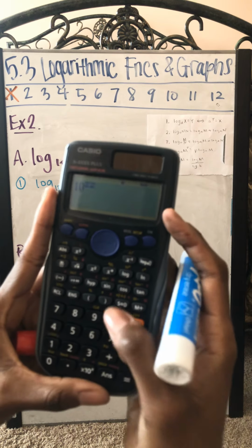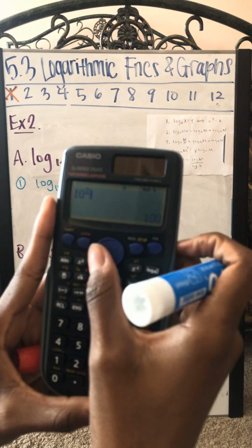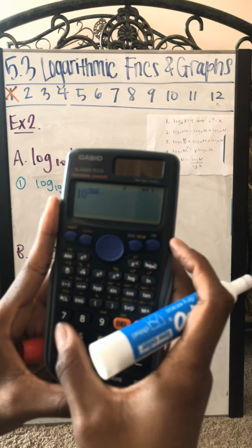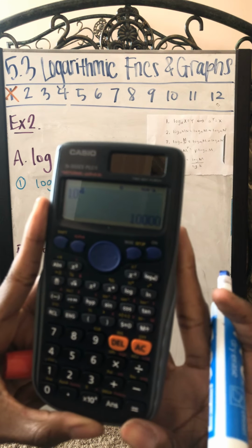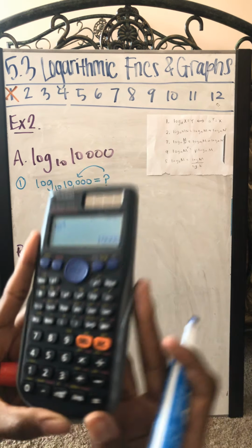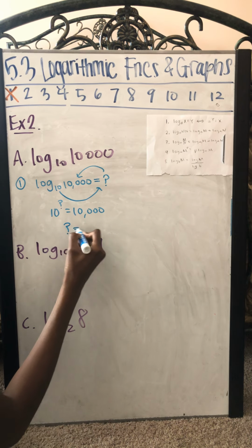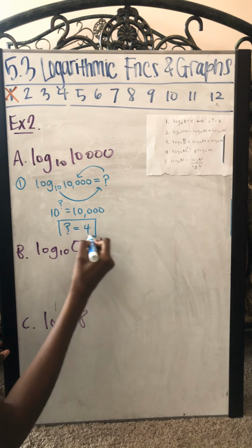Let's say you thought it was 2, you get 100, so that's not it. And then you just keep going up until you find the number. So y'all see how to the 4th gives you the 10,000? So that means question mark is equal to 4. So that would be the answer, okay?